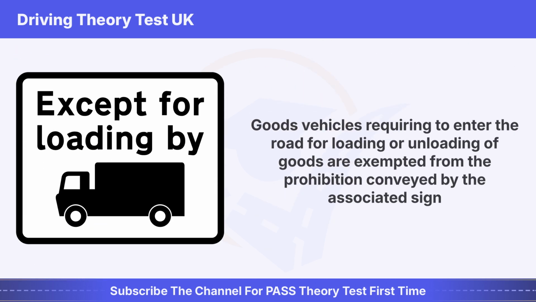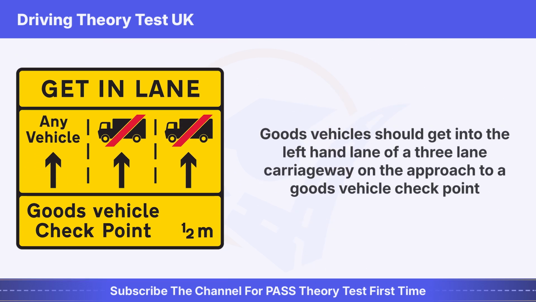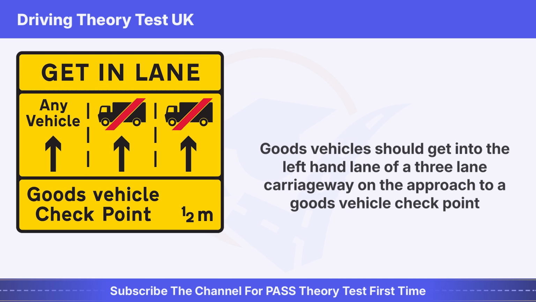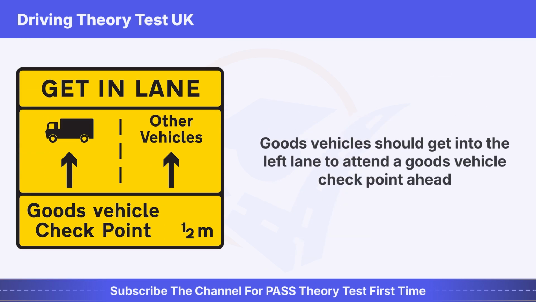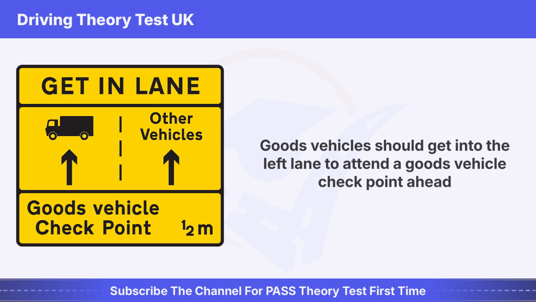Goods vehicles requiring to enter the road for loading or unloading of goods are exempted from the prohibition conveyed by the associated sign. Goods vehicles should get into the left-hand lane of a 3-lane carriageway on the approach to a goods vehicle checkpoint. Goods vehicles should get into the left lane to attend a goods vehicle checkpoint ahead.